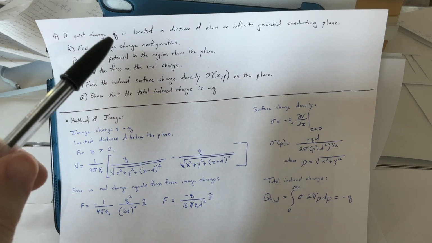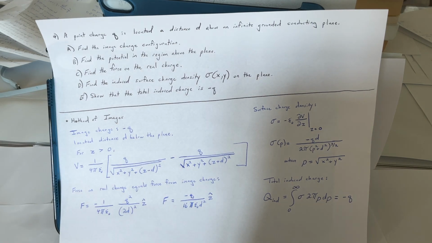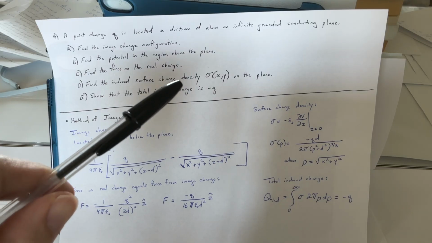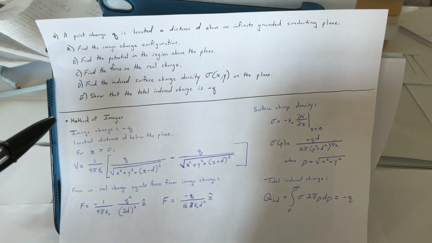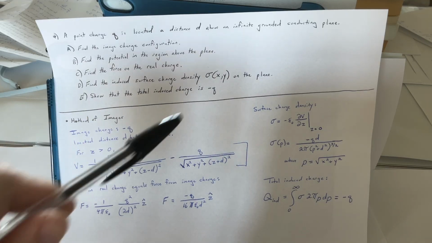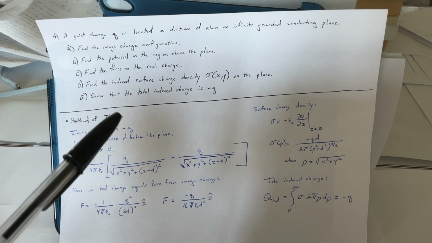A point charge Q is located a distance d above an infinite grounded conducting plane. Part A, find the image configuration. Part B, find the potential in the region above the plane. C, find the force on the real charge. D, find the induced surface charge density, sigma of x, y, on the plane. Show that the total induced charge is negative Q. So, method of images problem.